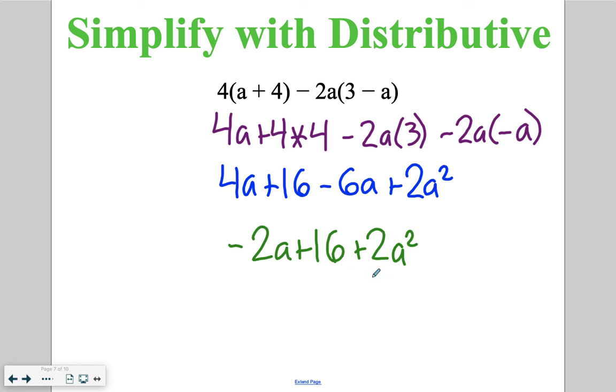If you had the numbers in a different order, so let's say you had 2a squared minus 2a plus 16, that's the same answer, just with the numbers in a different order. So the positive, the negative, and the positive. It doesn't matter which order you put them in as long as you have these three quantities.